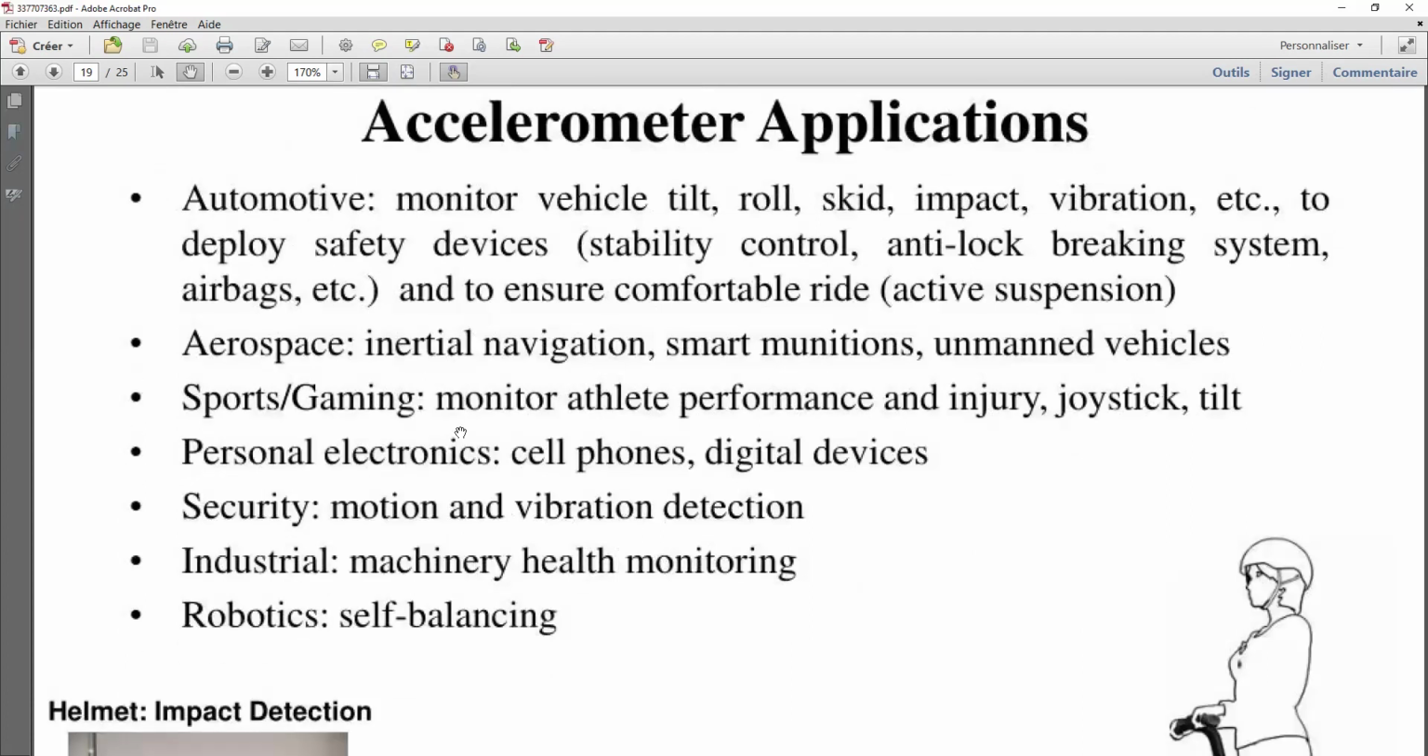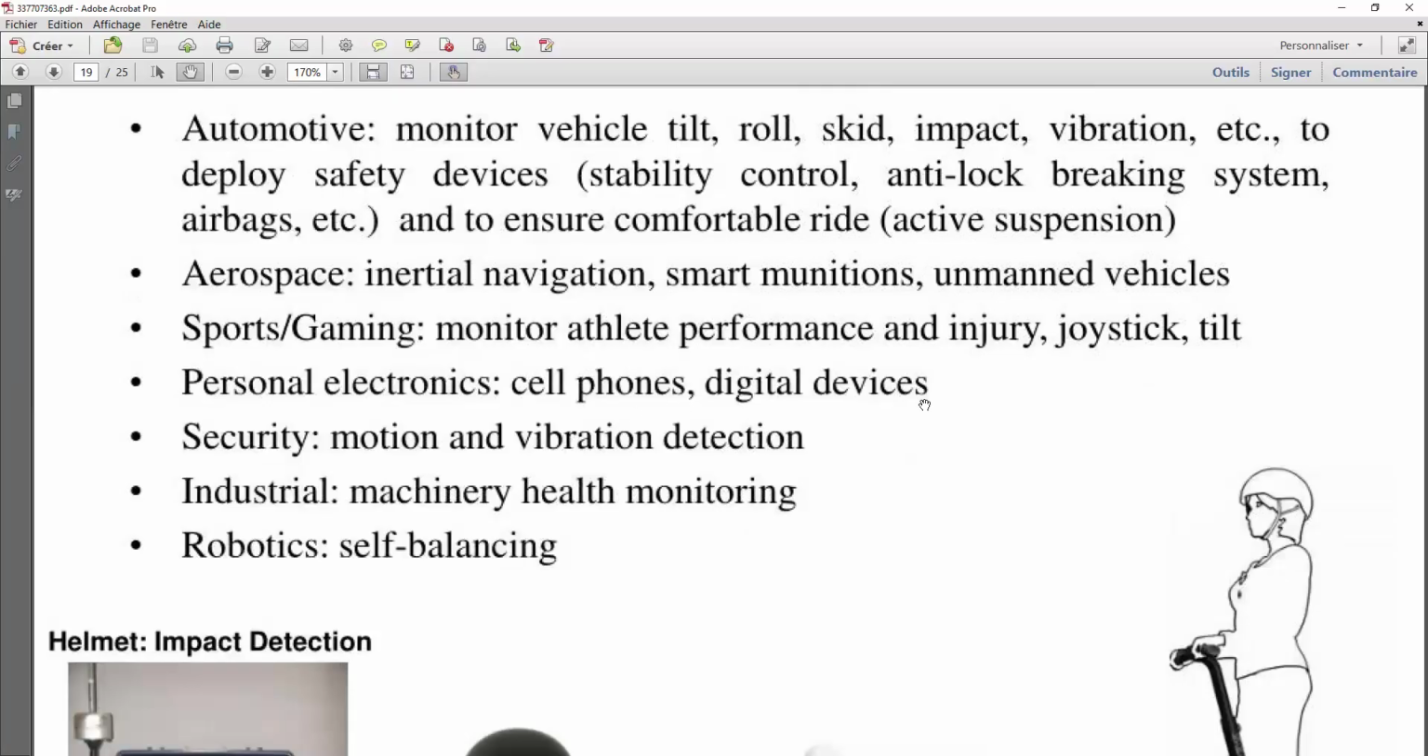What are accelerometer applications? In automotive, we monitor vehicle lateral roll, skid, impact, vibration, etc., to deploy safety devices, stability control, anti-lock braking system, airbags, etc. And to ensure a comfortable ride, we have active suspension. For aerospace, we have inertial navigation, smart munitions, unmanned vehicles. We also have sports and gaming: monitoring how athletes perform and endure, joysticks, etc. We have personal electronics, cell phones, digital devices.